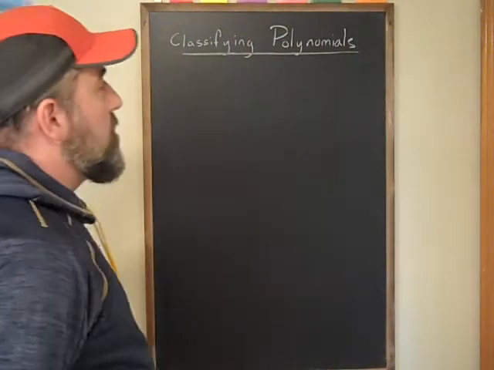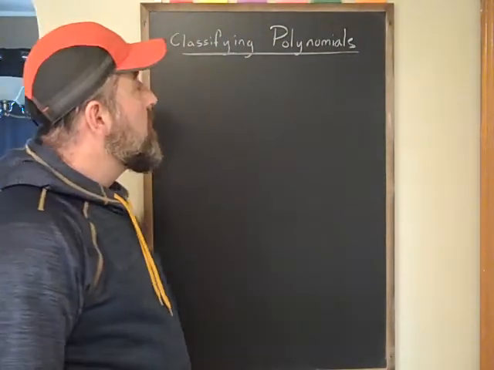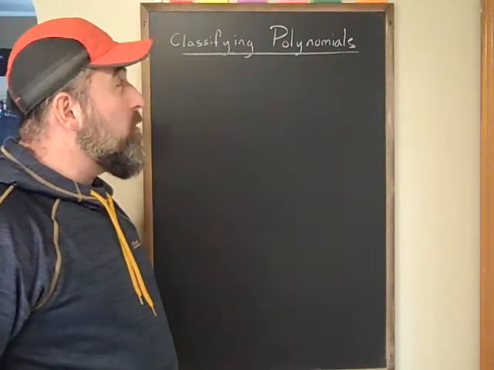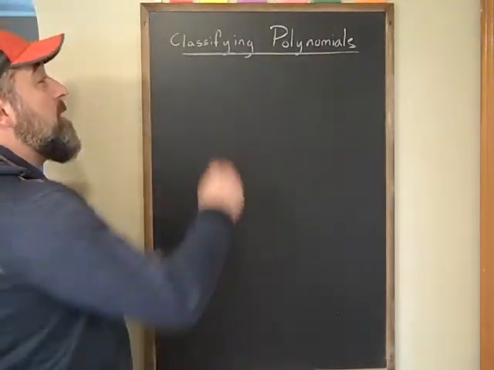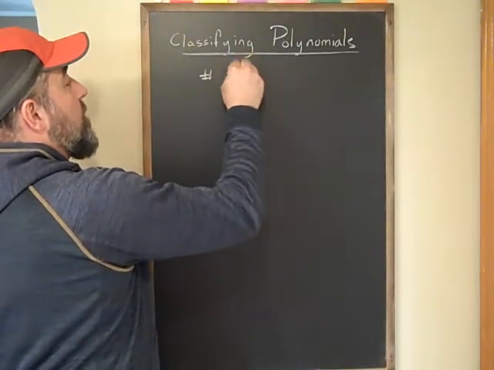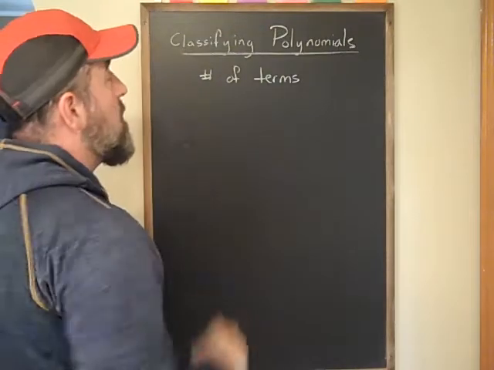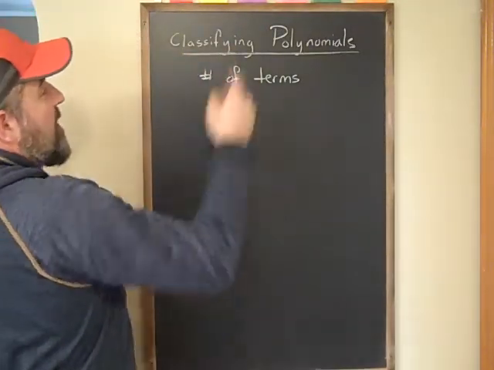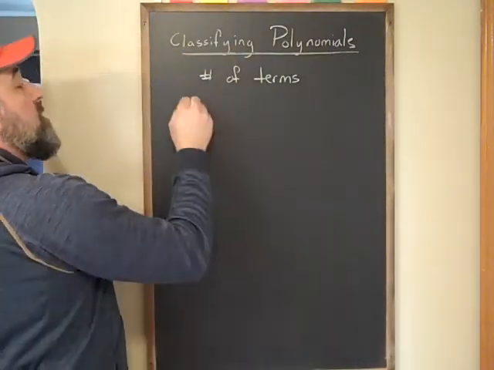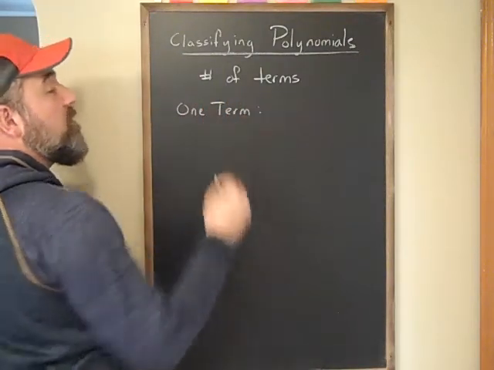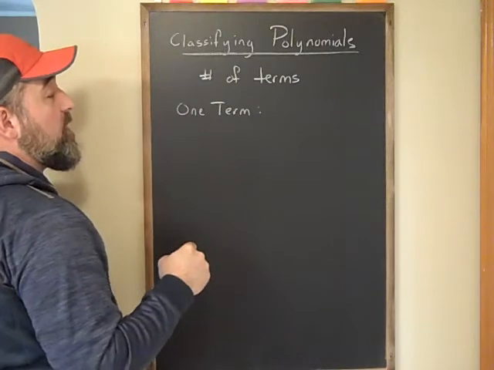Now we move on to classifying polynomials. When we're talking about classifying polynomials, we are more or less talking about the number of terms. That's how we categorize polynomials into different classifications. So, the first one you saw was a one-term polynomial. That's what the previous video was about.